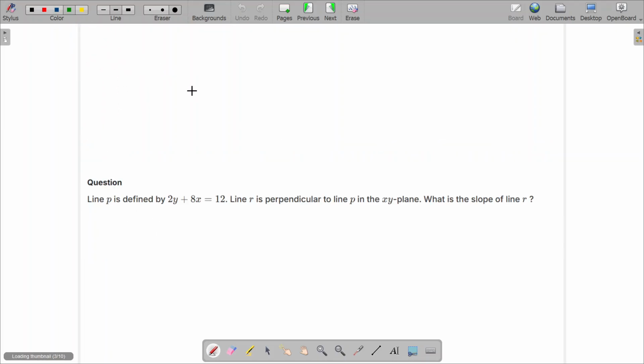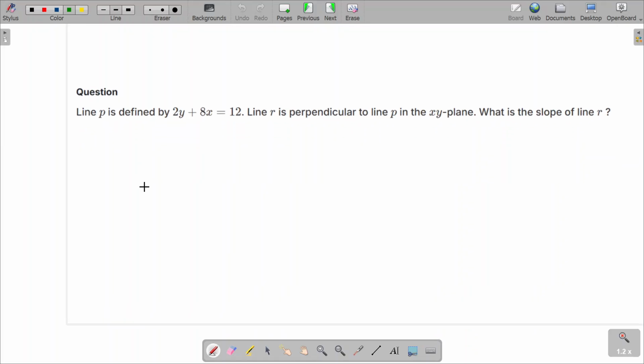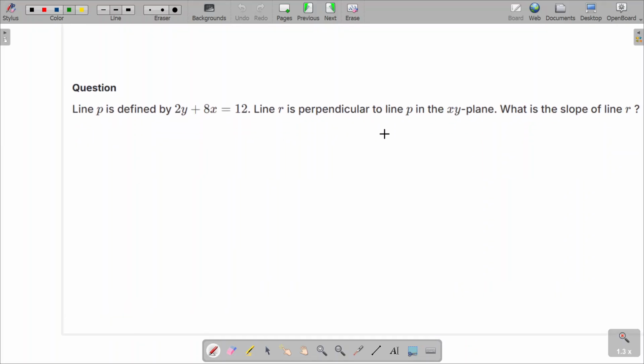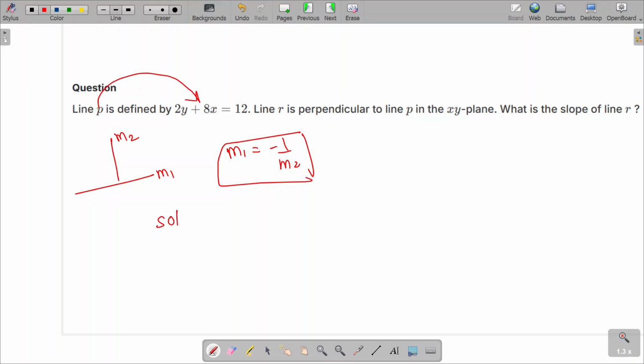Moving to the next question. The question says, if line P is defined by this given equation, and line R is perpendicular to P, what is the slope of R? I think we already did this question in shorts as well. I remember. Both are perpendicular. Whenever lines are perpendicular, their slopes are negative reciprocal to each other. So m1 equals negative 1 over m2. First, I'll find the slope of P, and then I'll do the negative reciprocal of that.